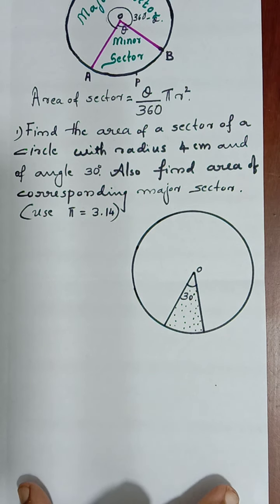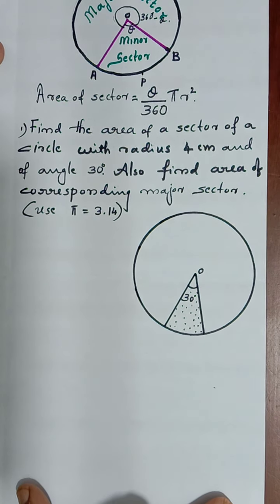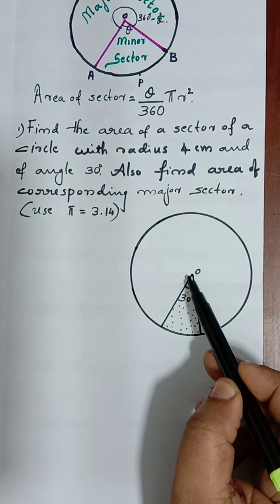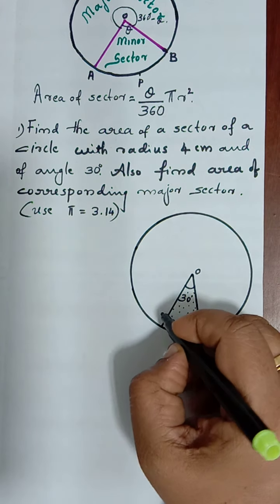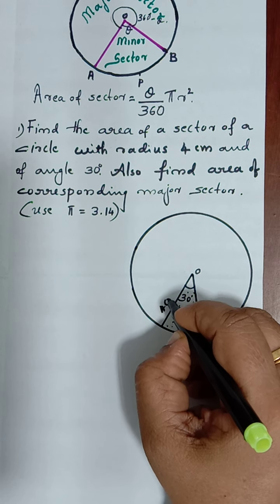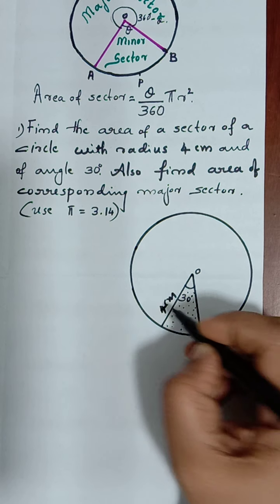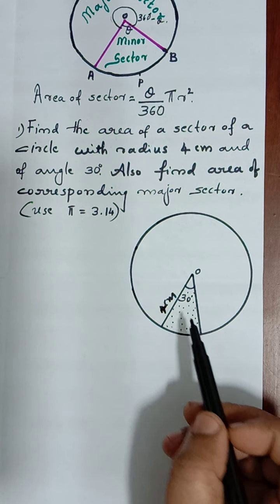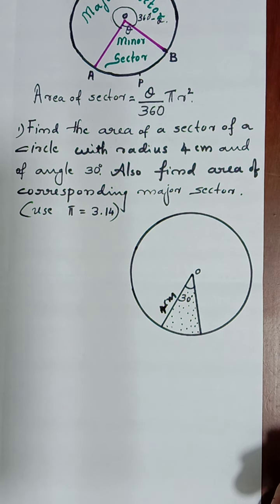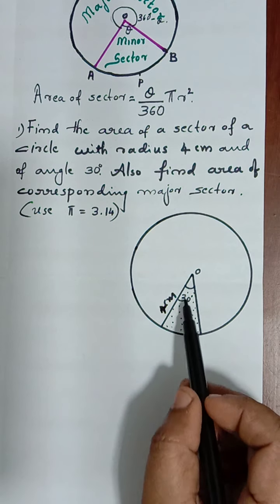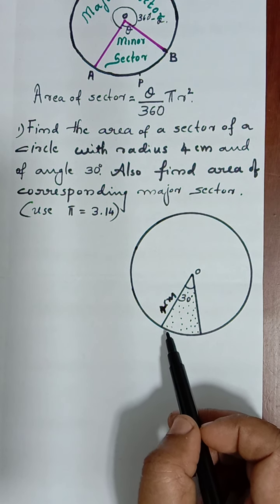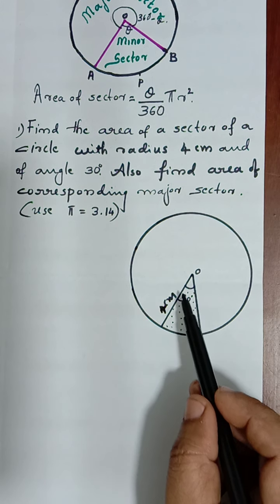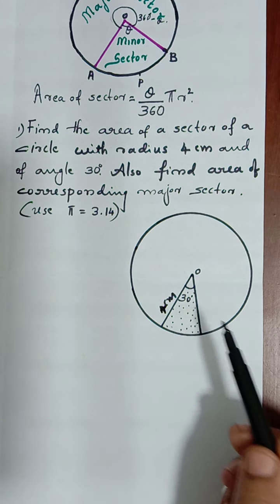Let us see the first question. Find the area of sector of a circle with radius 4 cm and angle of 30 degree. Also find area of corresponding major sector. So this dotted portion is called area of minor sector. So angle, central angle is given as 30 degree.